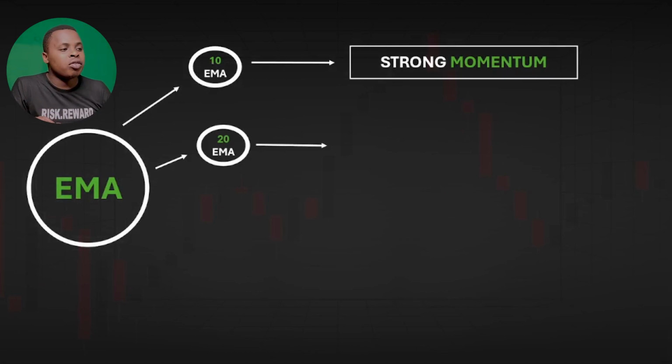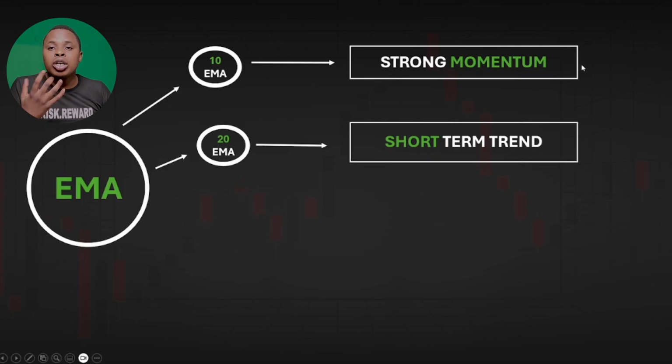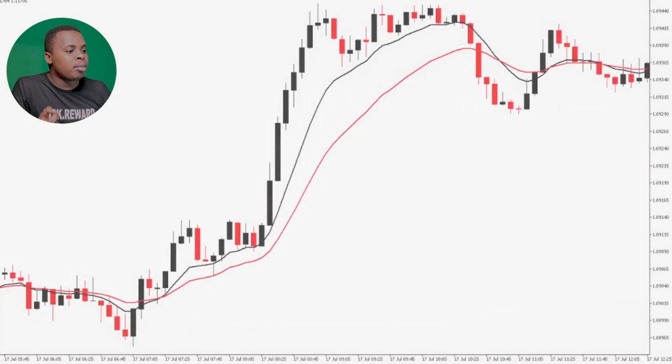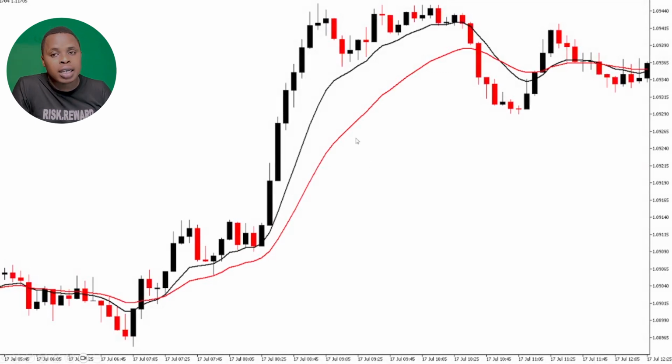The next way that you can use the moving average is the 20 period moving average. The 20 period moving average is used to find short-term trends, right? If you want to find short-term trends, you can use the 20 period moving average, and this is what I mean by this. If you open this chart right here, you're going to see that I've added another moving average, and this red line represents the 20 period moving average, right?